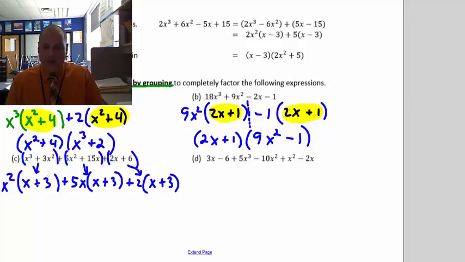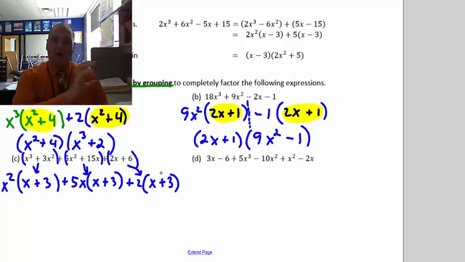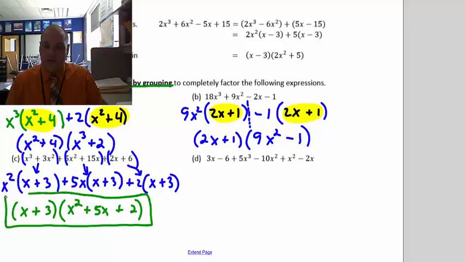Look at that. X plus 3, X plus 3, X plus 3. We have a common binomial in each part of the big polynomial. So X plus 3 is my common factor. And then what's left over? I have an X squared left over here, a 5X left over here, and a 2 left over here. So my factors are X plus 3 and X squared plus 5X plus 2. And then we would try and factor that, but that can't be factored anymore. So you're done.